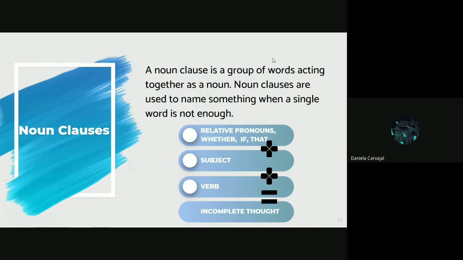Now, a noun clause is a dependent clause. As we already learned, a dependent clause is a clause that does not have a complete meaning by itself. But if we want to define a noun clause, we can define it as a group of words acting together as a noun. So the noun clause serves the same functions as a noun, that is, to be a subject, object, or a complement. There are three types of noun clauses.